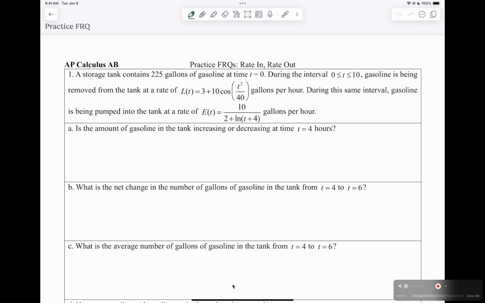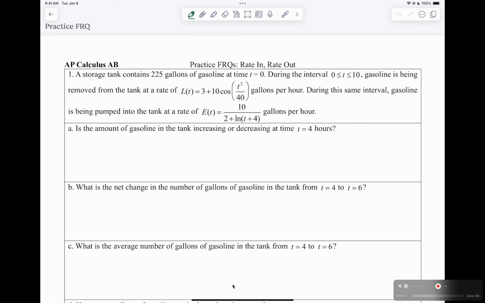Alrighty, in this video we are going to be talking about rate in and rate out problems. And essentially with these types of problems, it's basically a game called can you plug this into the calculator and can you interpret what the question is asking? That's all we're doing here. Nothing too hard.